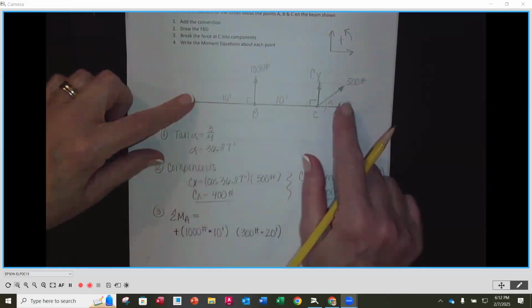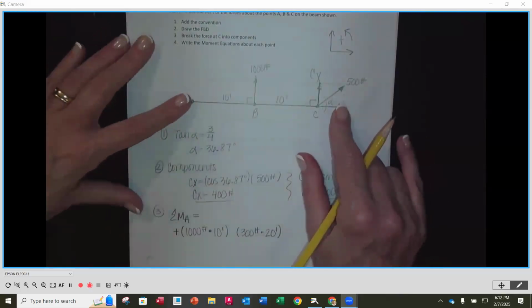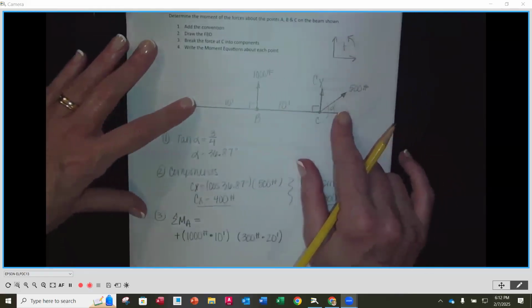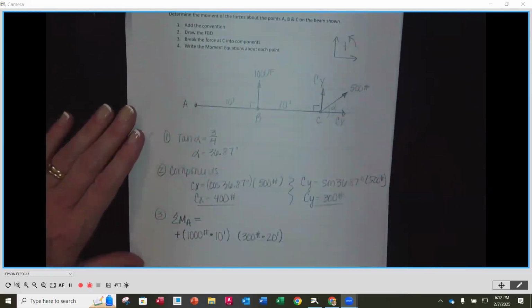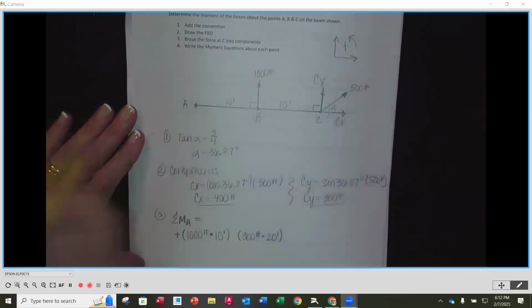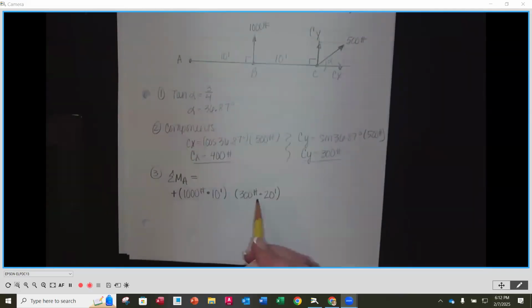The next force would be the X component. If I put my finger on A and I pull in the direction of X, that's CX, does it cause a rotation? No. I'm summing moments, so it won't be included. If I pull this back along its line of action, it's going to go right through that point. It would be a distance of 0, so we don't do anything with it. So our moment about A is just this, okay?